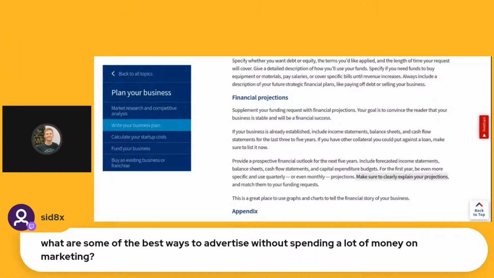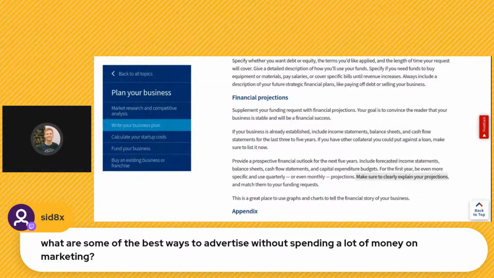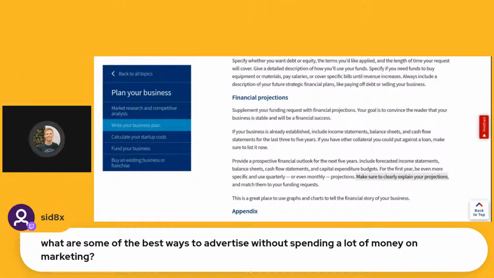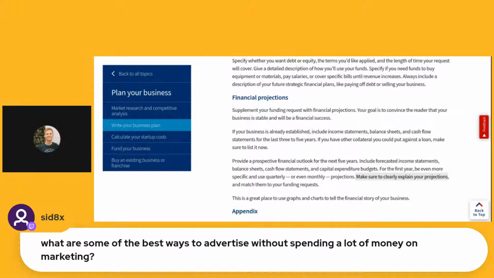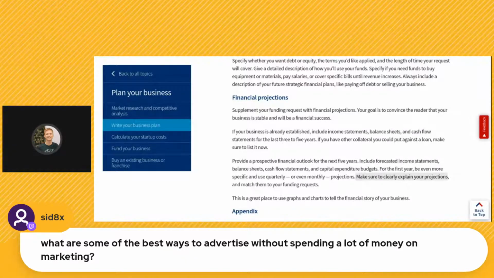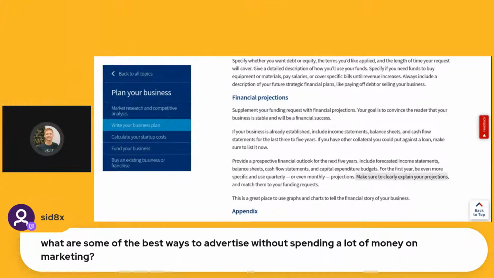And there's another person asking, what are some of the best ways to advertise without spending a lot of money on marketing? That's another great question. I would recommend online advertising to a small business owner who is trying to advertise effectively without spending a lot of money. There's a great Facebook ads course that Facebook provides to learn about Facebook advertising for free. And there's also a course where you can learn about Google AdSense, kind of a YouTube series.